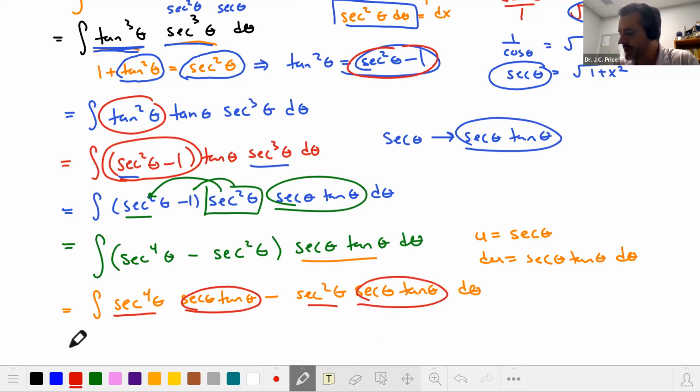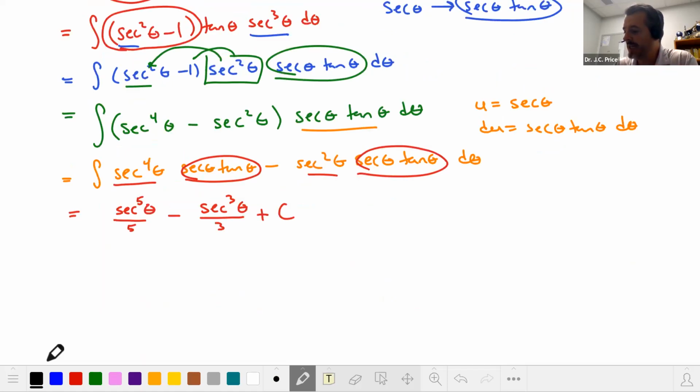So this is going to be equal to, my guess would be, all right, secant to the 5th theta divided by 5, and then minus secant cube theta divided by 3, and then all plus c. And so that's my guess, and you can check it. So notice if you check it, and the reason I divide by 5 is because when you take the derivative, what happens?